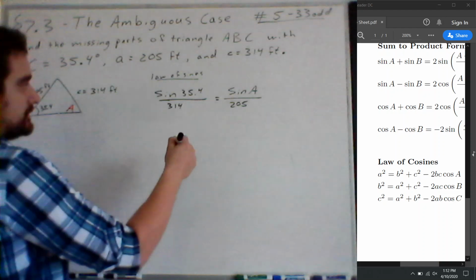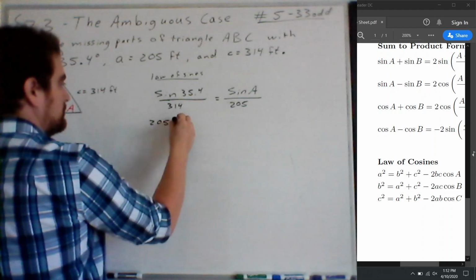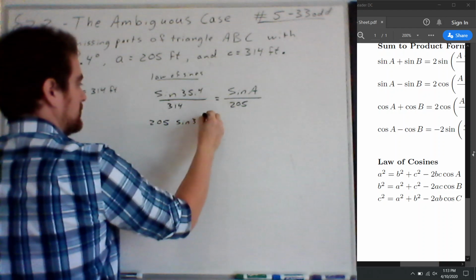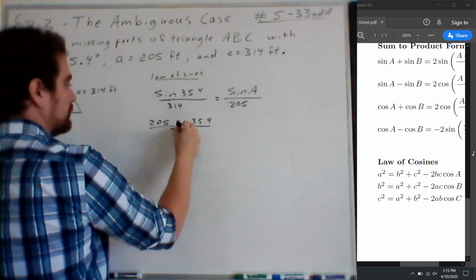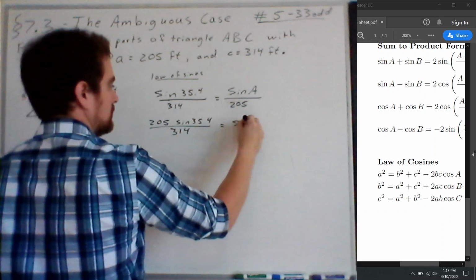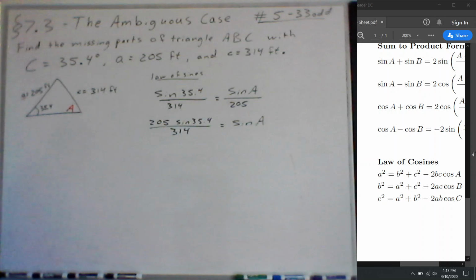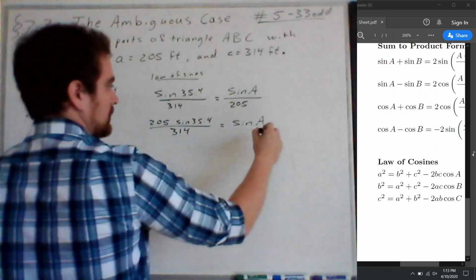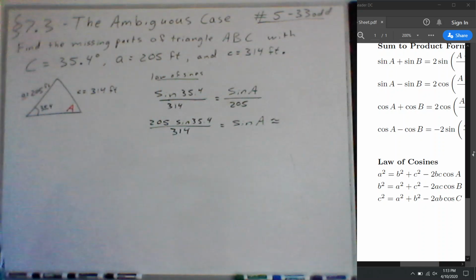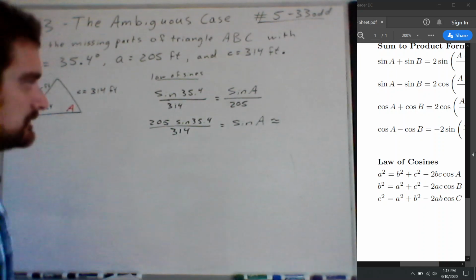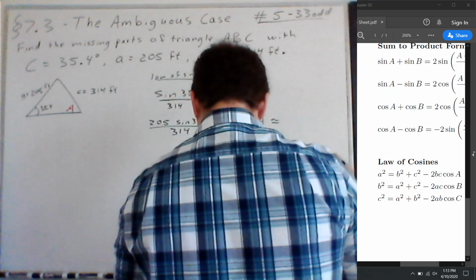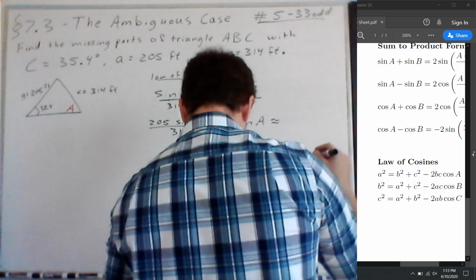So let's multiply both sides by 205. Sine 35.4 over 314 is equal to sine of A. If we approximate this, we get a number that is less than 1. It's between -1 and 1, so there could be a possibility for two triangles here.